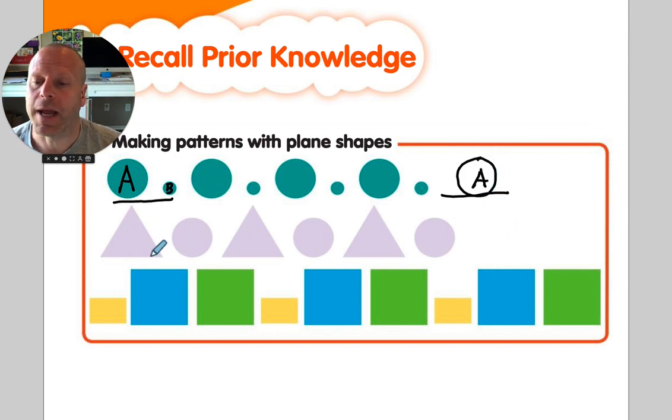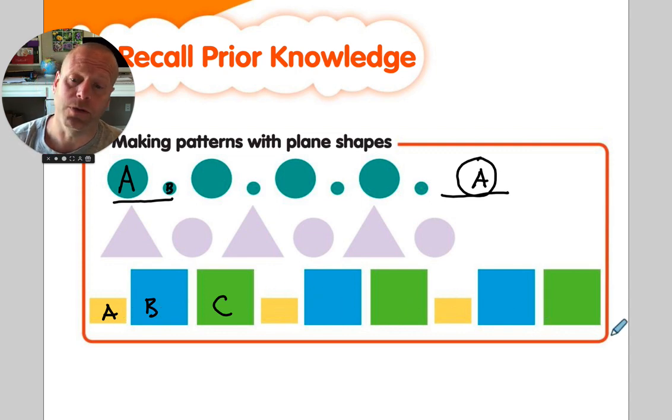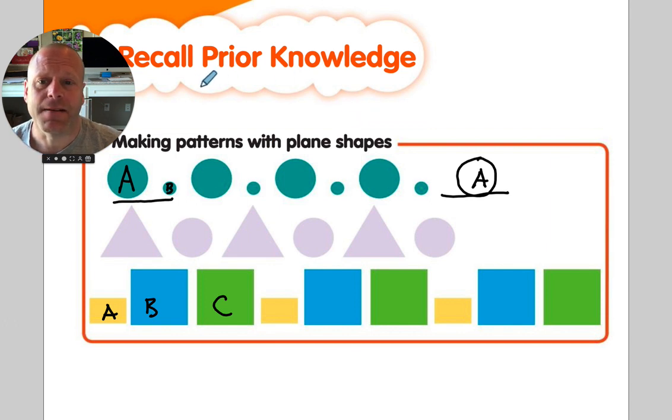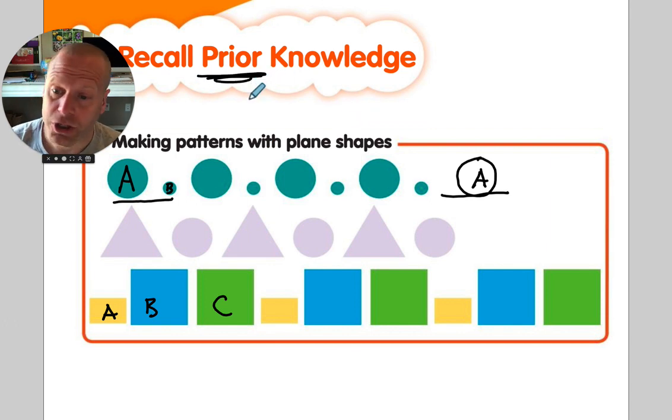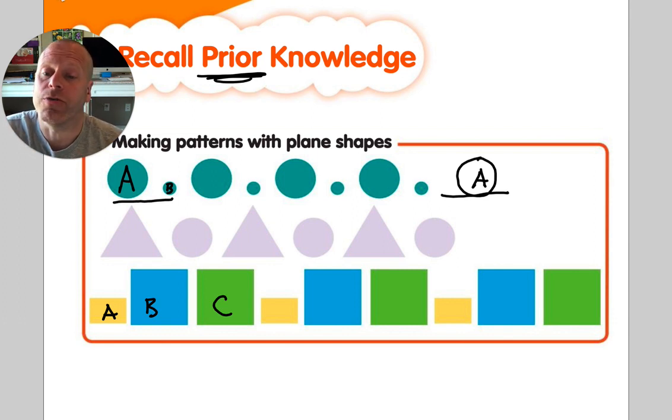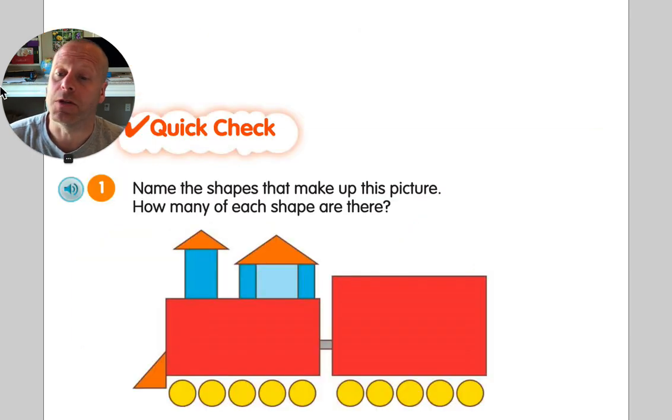Here we have another A, B pattern. Not quite the same as this. Instead of being a big, little, it's triangle, circle, triangle, circle, triangle, circle. And then this one is actually an A, B, C pattern because we're alternating 3 things. Yellow, blue, green, yellow, blue, green, yellow, blue, green. So my guess is, as far as prior knowledge goes, many of you would feel pretty comfortable building with shapes, building with solids, and making the patterns. We're going to use that prior knowledge that you have to kind of step into tomorrow's activities.